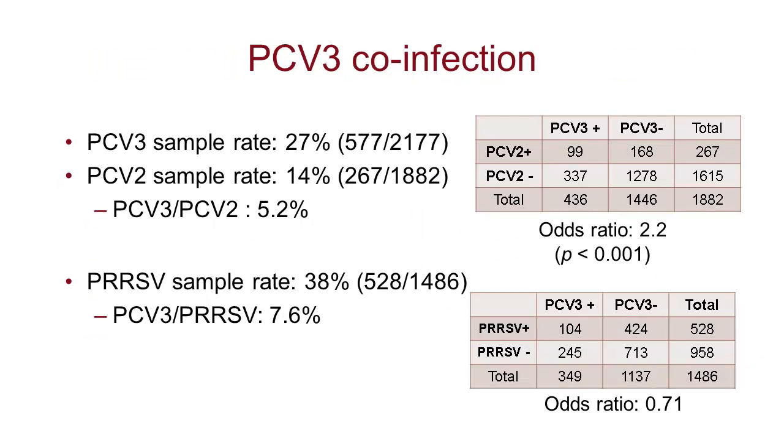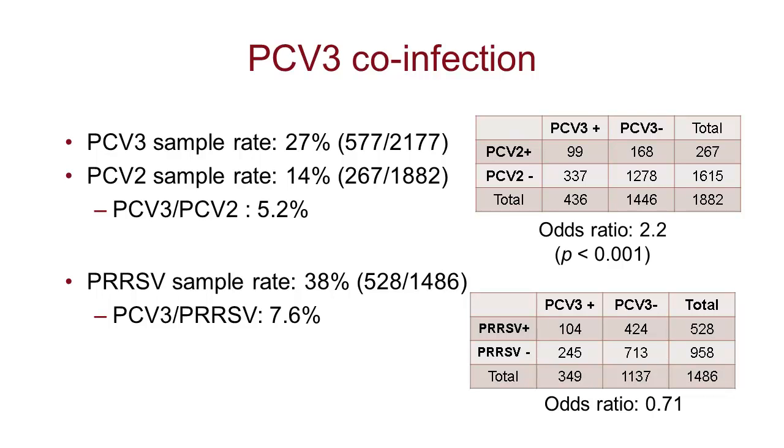When we look at the PCV3 co-infections, we look at two viruses, PCV2 and PRRS. In our samples with a PCV2 test, the positive rate of PCV2 is 14%, and the co-infection with PCV2 and 3 was 1.2%. We made this 2x2 table. You can see the odds ratio of PCV2 exposure versus the PCV3 outcome was 2.2, and it is statistically significant, which means that PCV2 infection is associated with PCV3 in our study population.